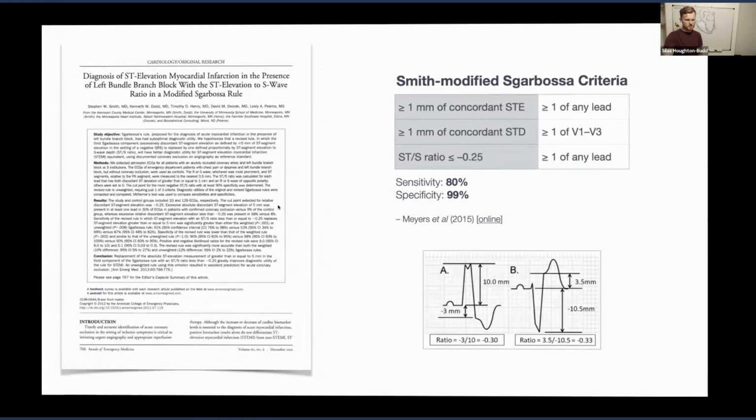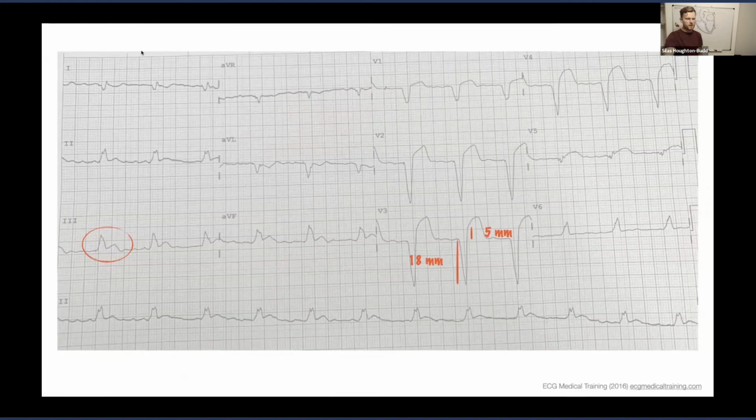To take that previous ECG, we can apply this criteria and see that in lead 3 there is more than 1 mil of concordant ST elevation, as well as a ratio in V3 of 5 divided by 18, which is more than 25%. 25% of 18 is, what is that, 4.5. So 5 mil is more than 25%, and that's indicative of this being a STEMI. That's just an example, but it's some criteria that's worth looking at if you get the time.